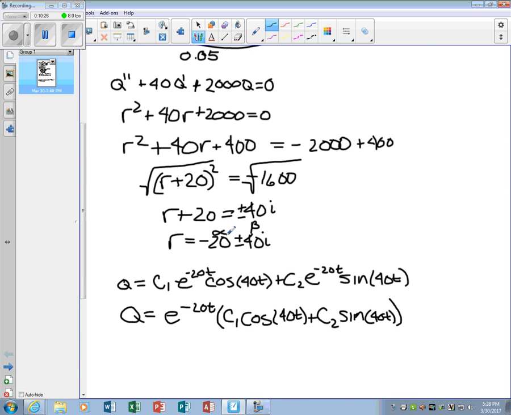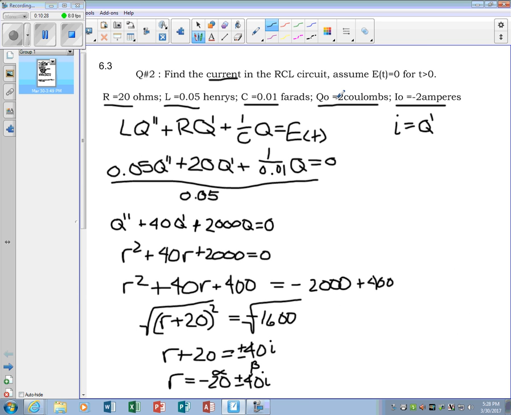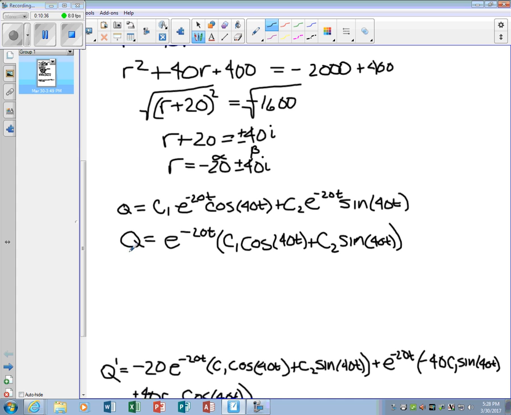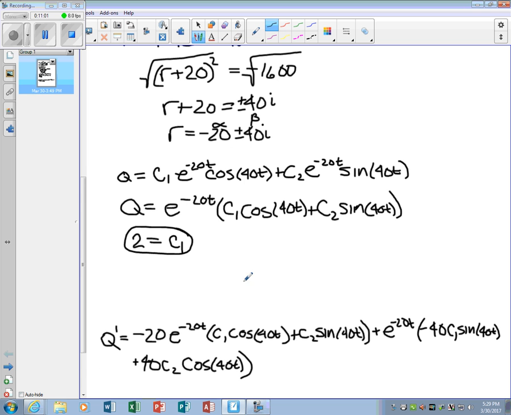Now we can throw our initial conditions back in there. If we look back up, Q at time equals 0 is 2 coulombs. So we throw that in: 2 equals, and e to the 0 is 1, so this is 1 times this whole thing. And here, sine of 0 is 0 and cosine of 0 is 1, so this is just C1. So C1 is equal to 2. Hey, that was pretty easy.